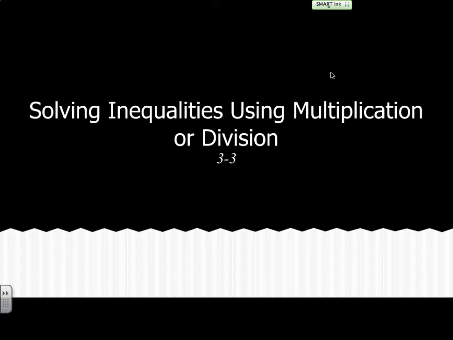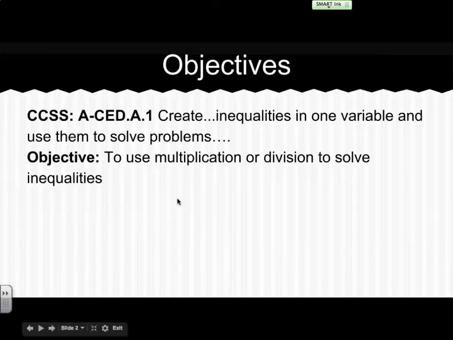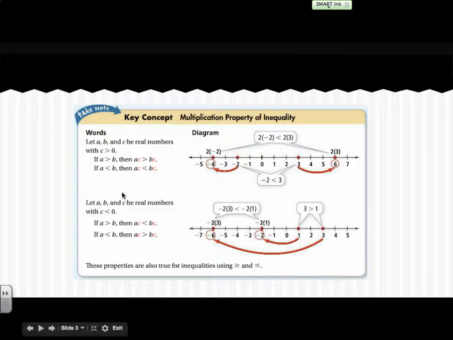Solving inequalities using multiplication or division. Objective: to use multiplication or division to solve inequalities.